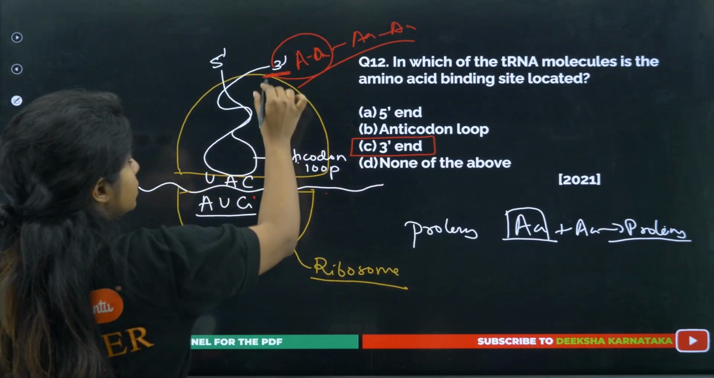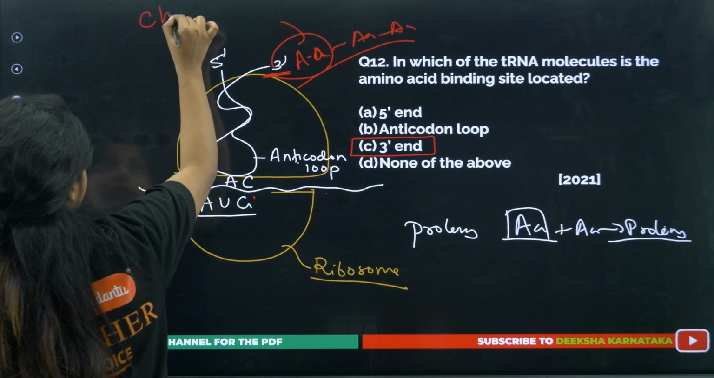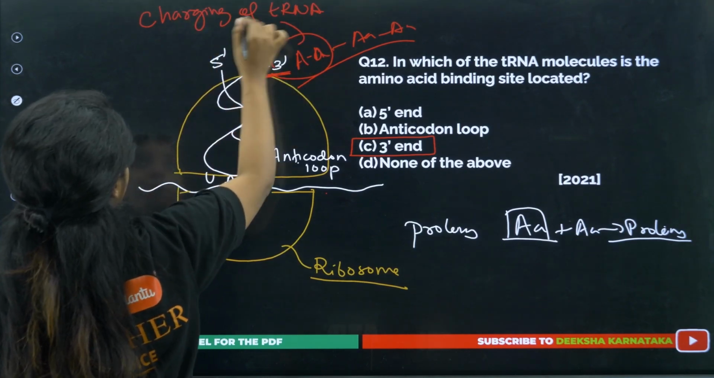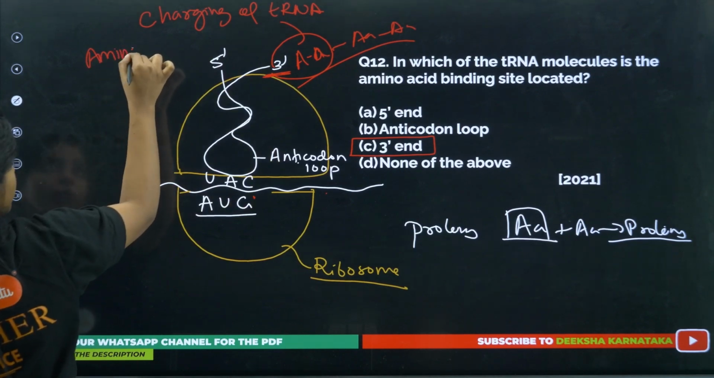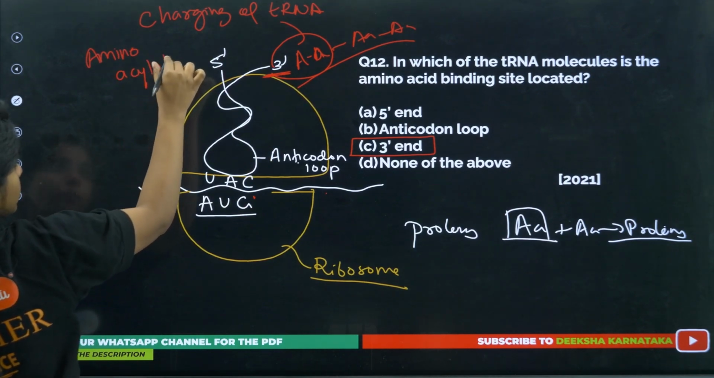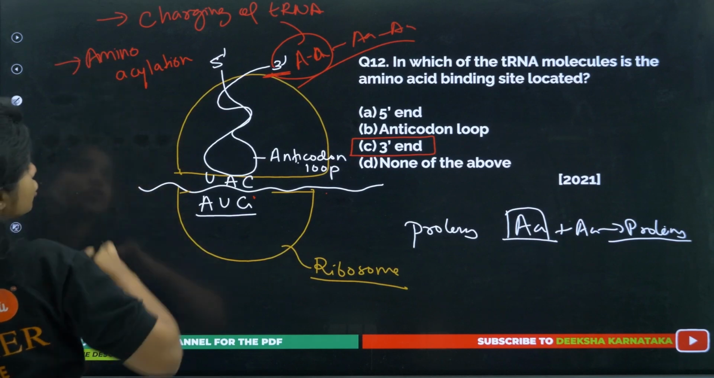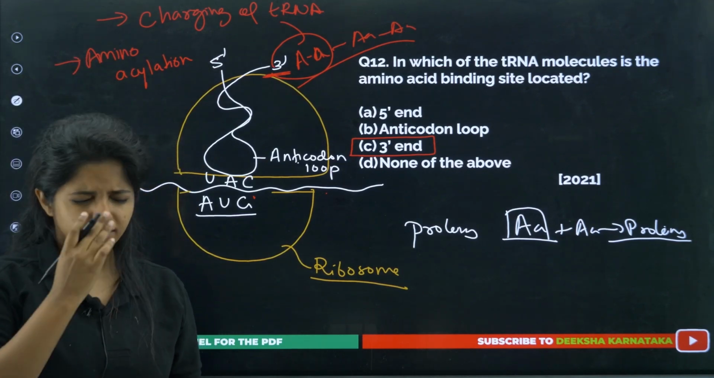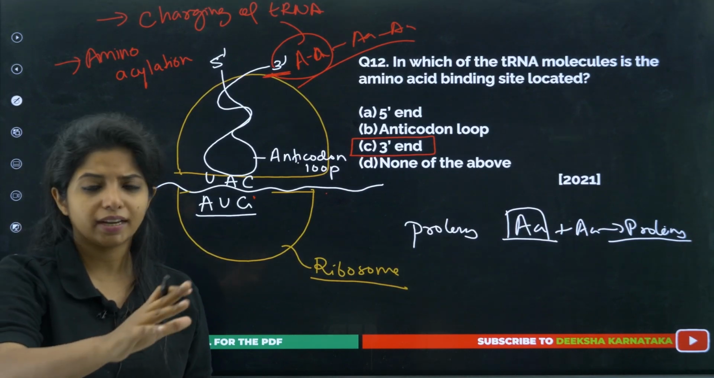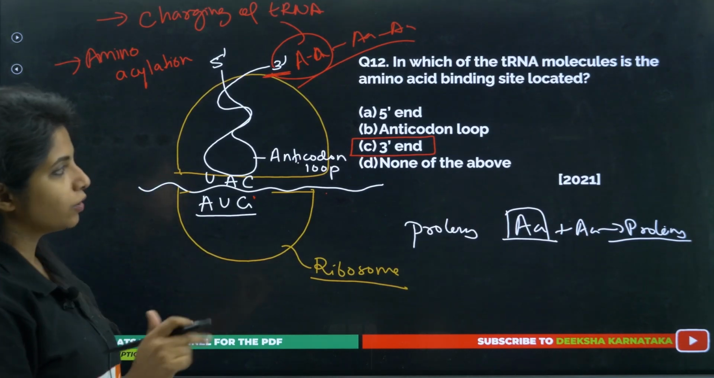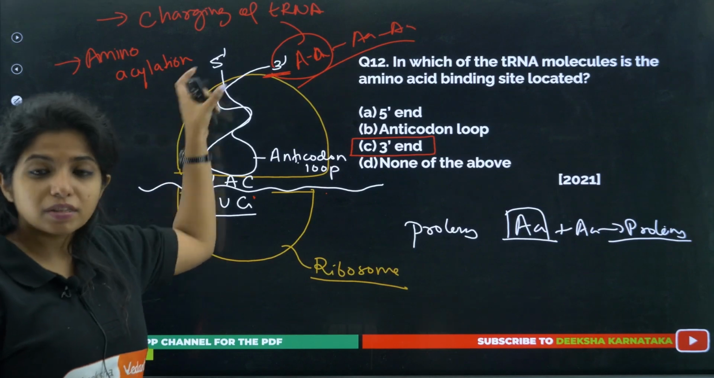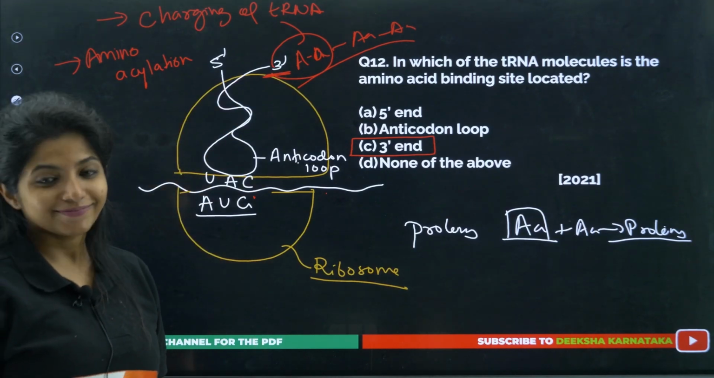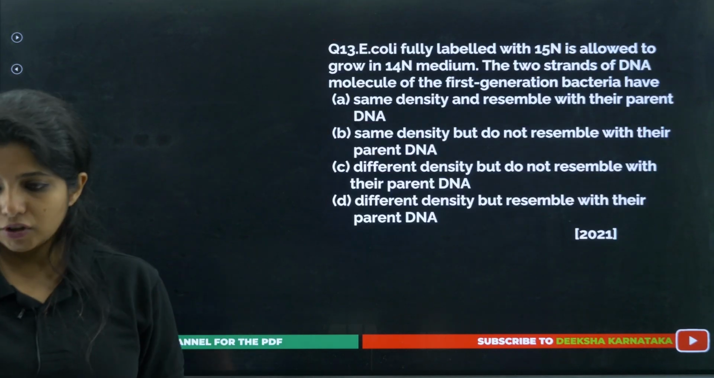And what do you call this process? You call it charging of tRNA, or you call it amino acylation. It's very much important, okay? What do you call it? Amino acylation, or you call it charging of tRNA. And you need an enzyme, aminoacyl synthetase. There is an enzyme that comes, we will talk about that. There's a question regarding that as well. So please remember these terms, and please remember the 3' end that has the amino acid binding site. Works? Going ahead. 13th question.